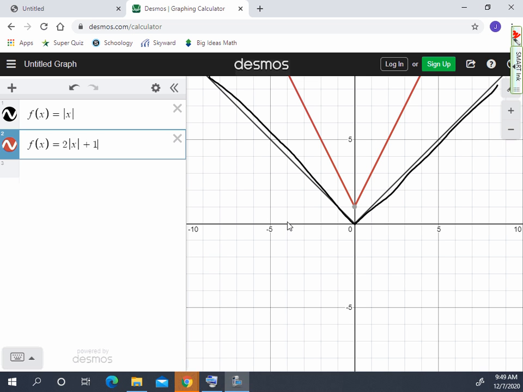Describe it to me. Well, this moved up 1 unit, right? It moved up 1 unit. So up 1 unit. Okay. And then is it skinnier or is it wider? Okay. Think about that. Is it skinnier or is it wider? Well, it's skinnier.